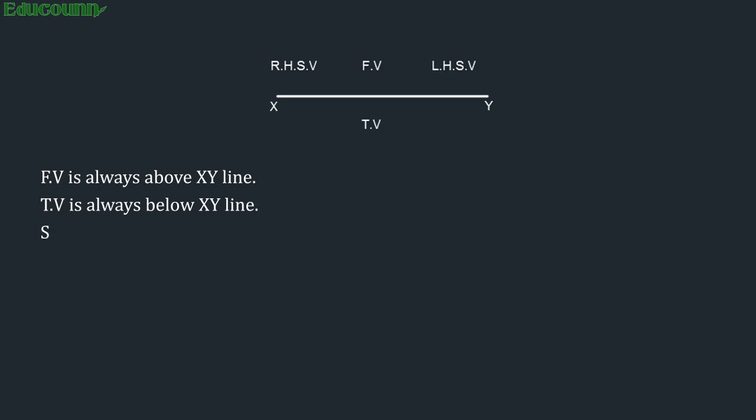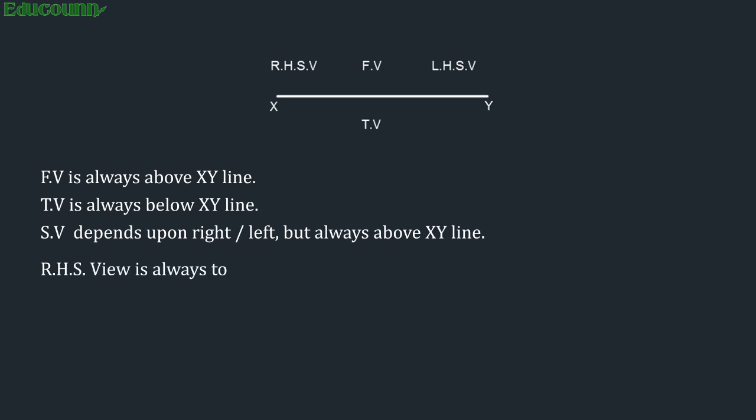What about side view? Depending upon which side view it is, right side view or left side view, it is always above the XY line. But right side view is always to the left of the front view, and left side view is always to the right side of the front view. So these are the positions obtained for different views considering first angle method of projection. In short, front view and side view are above XY line, top view is below XY line, and right hand side view is to the left and left hand side view is to the right. So this is the entire concept of first angle method of projection.